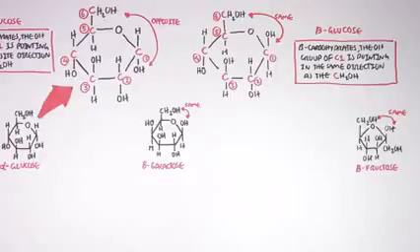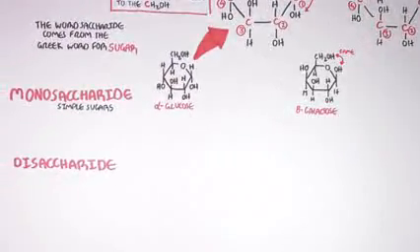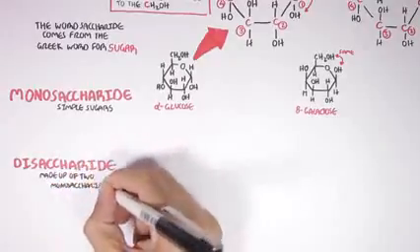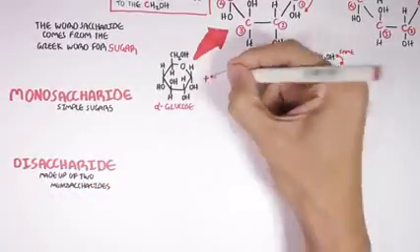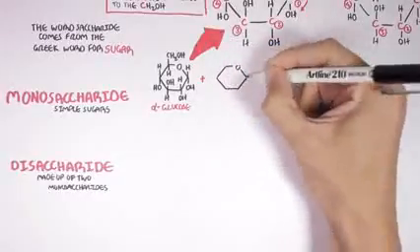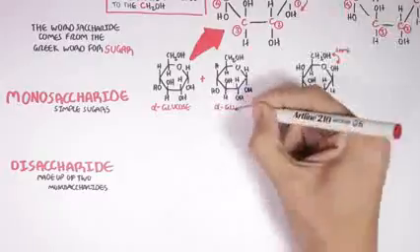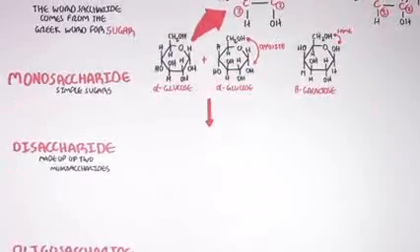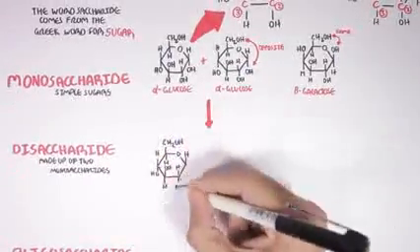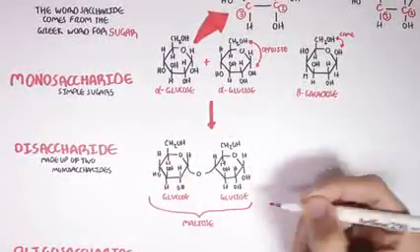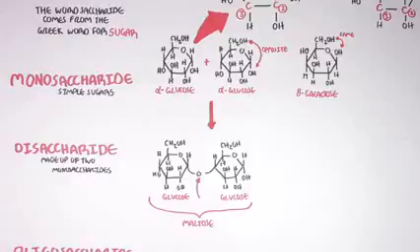Now let's look at disaccharides. Disaccharides are made up of 2 monosaccharides. So for example, a glucose molecule and another glucose molecule can form a bond with each other. This new disaccharide is called maltose. Maltose is essentially 2 glucose molecules linked together. It is linked together by an alpha 1,4 glycosidic bond.